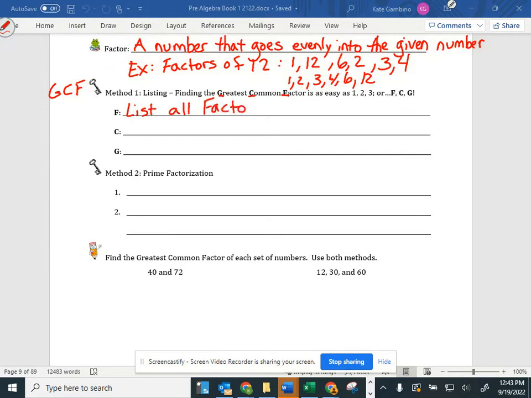All right, so F would be list all factor pairs of each given number. I'm going to give it a capital F so we know that our F is the factors. So the first thing you do, the F, is finding all the factors. C would be you're going to circle the common factors.